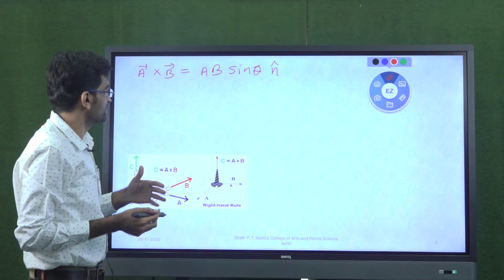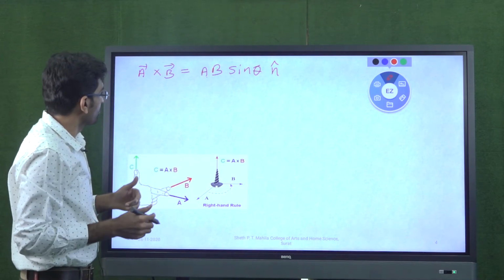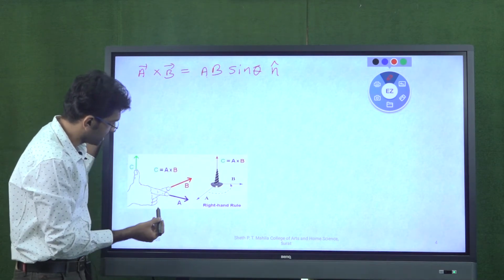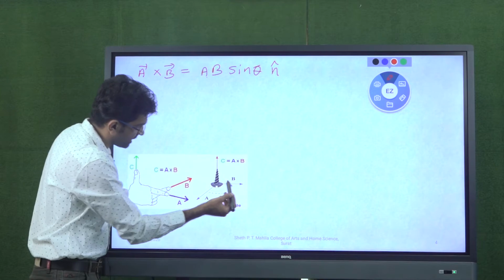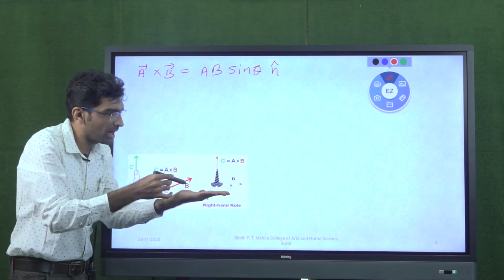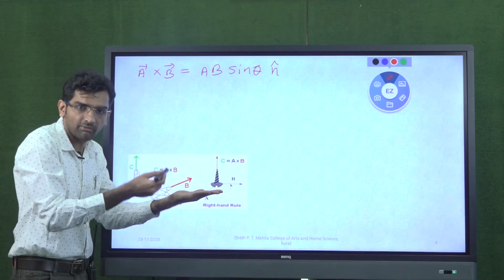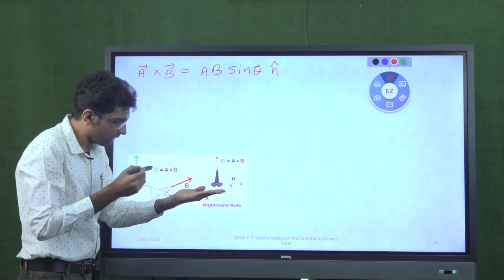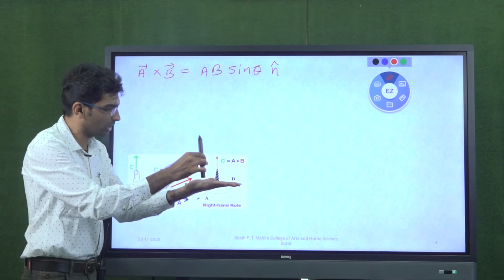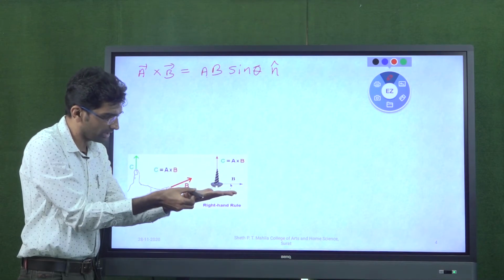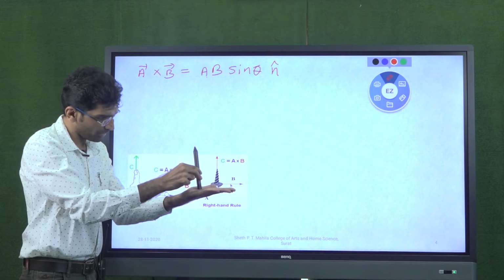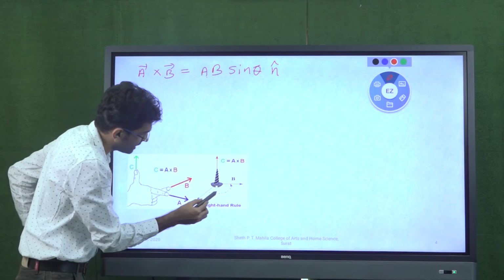Let us understand this in terms of directions. What will be the direction of A cross B? Let's say I have two vectors here, vector A and vector B. They are in one plane, in my palm, there are two vectors, vector A and vector B, right? Then what will be A cross B? A cross B will be exactly perpendicular to my palm. If vector A is here, vector B is here, then A cross B will be perpendicular to my palm, as you can see here.